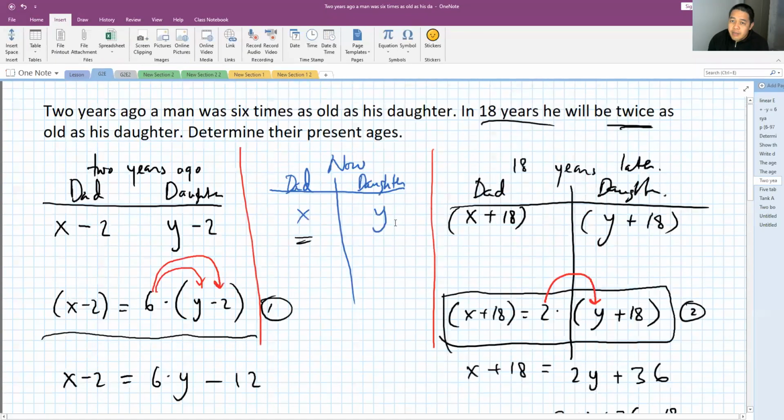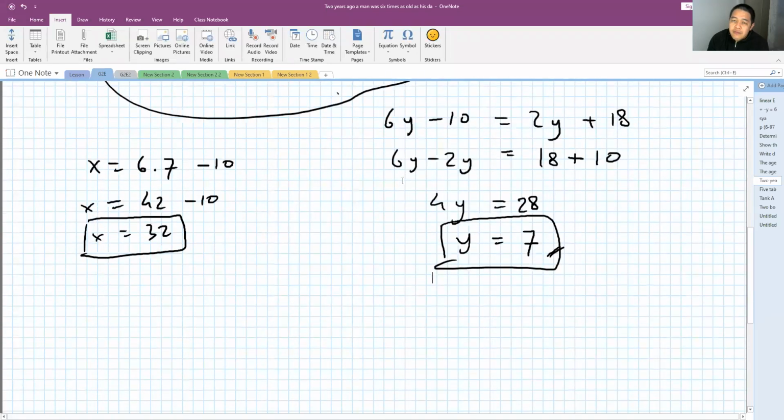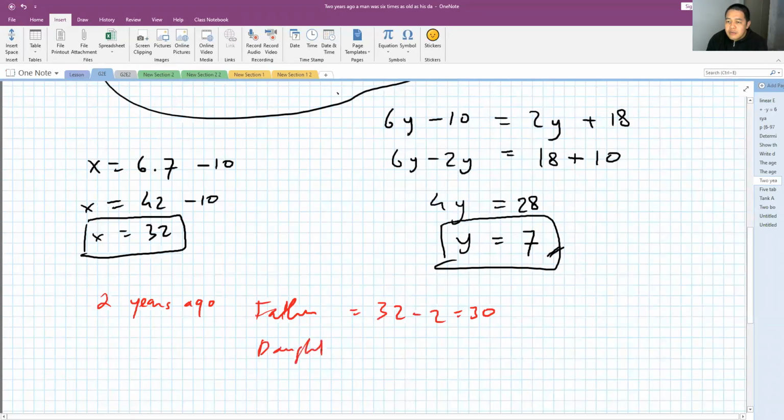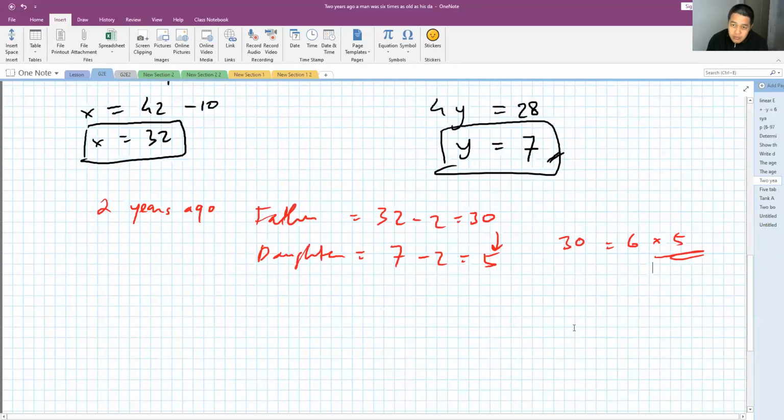So if you talk about, say, 2 years ago, the age of the father will be 32 minus 2. So it will be 30 years old, and then the age of the daughter will be 7 minus 2. So it's 5. And you see this number 30, it's 6 times 5, right? Which is correct.